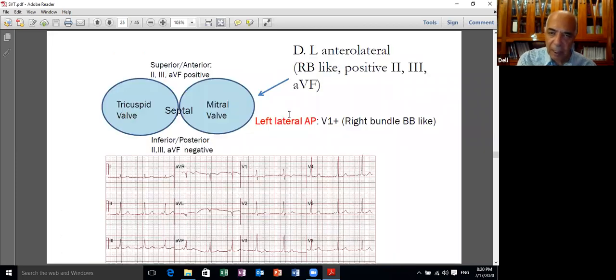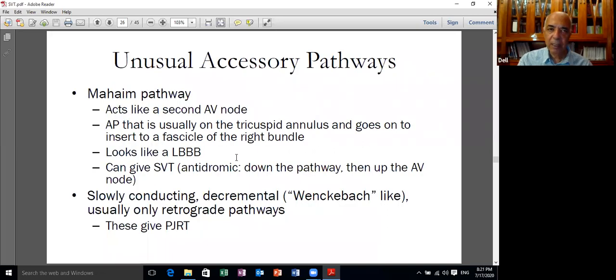Now this will be amplified here. This is the mitral valve, this is the tricuspid valve, and the accessory pathway here is located in this area. So if it's located in this area, it will be moving towards this side, away from AVL, so it will be negative in AVL. At the same time, it's slightly anterior, so it will be raining down, so it will be positive in the inferior leads. And since it is on the left side of the heart, it will produce a right bundle branch morphology. So the correct answer here would be a left anterolateral location for the accessory pathway.